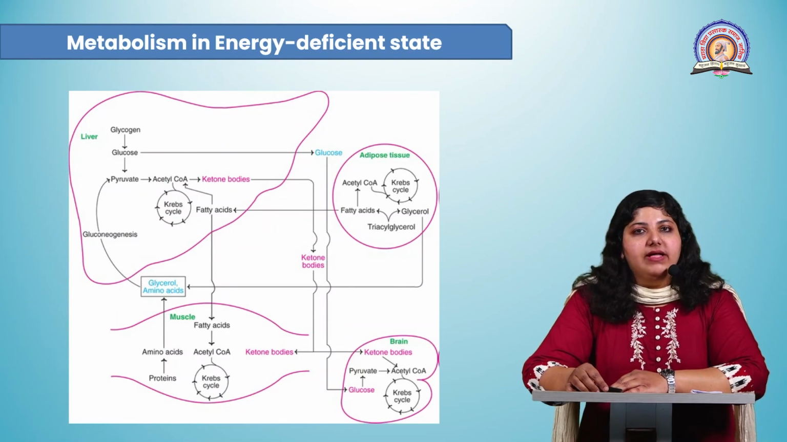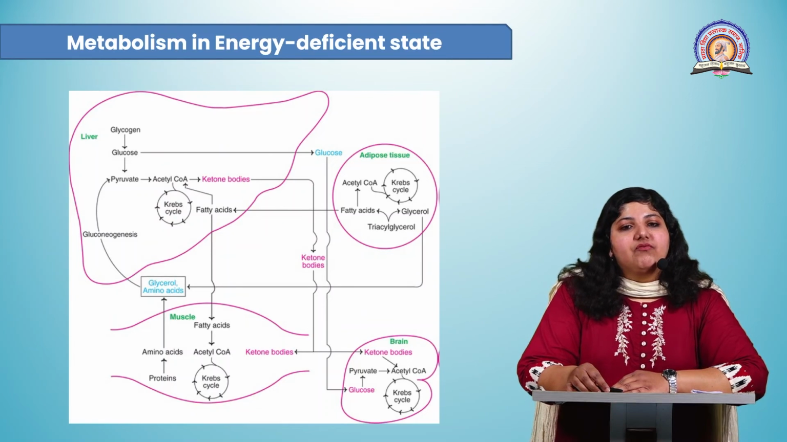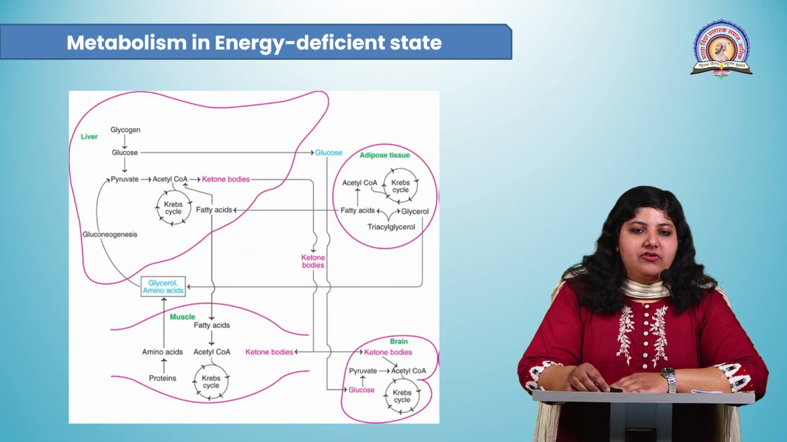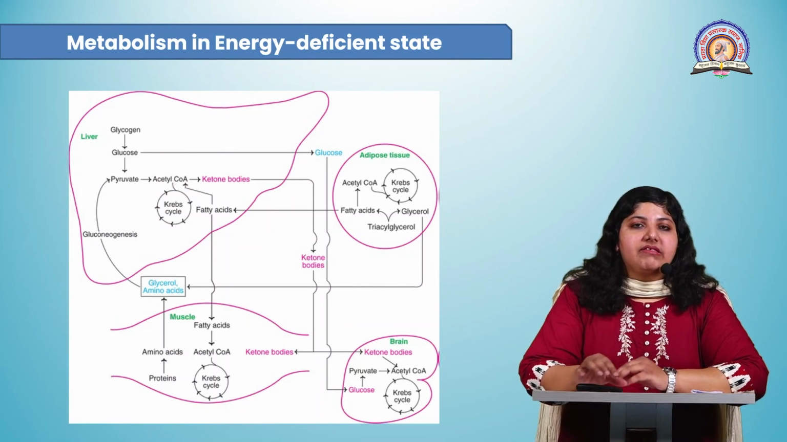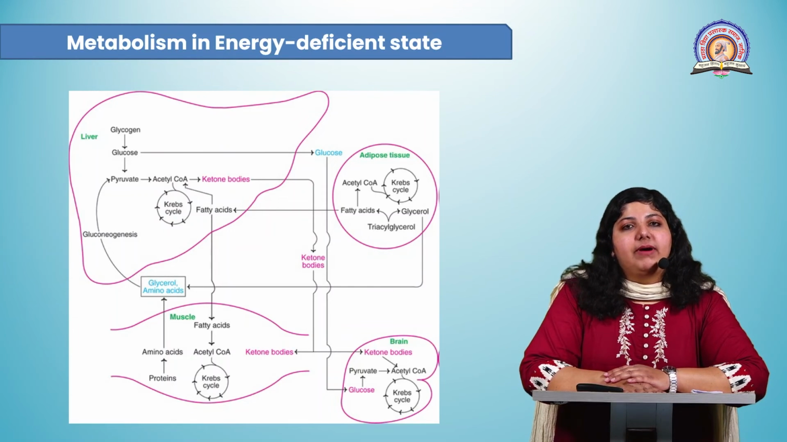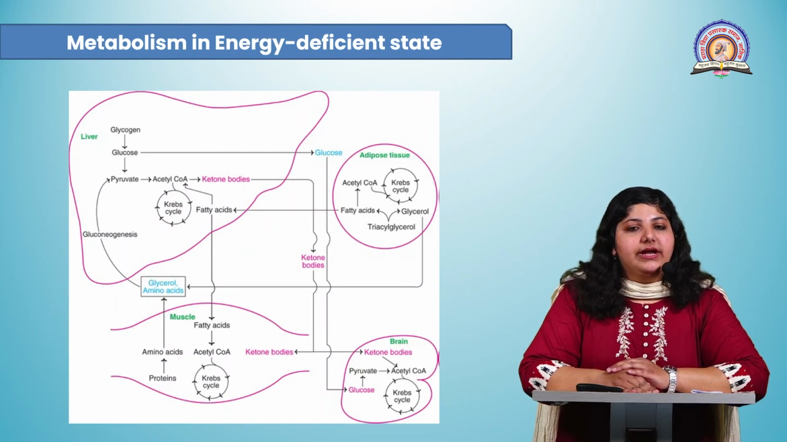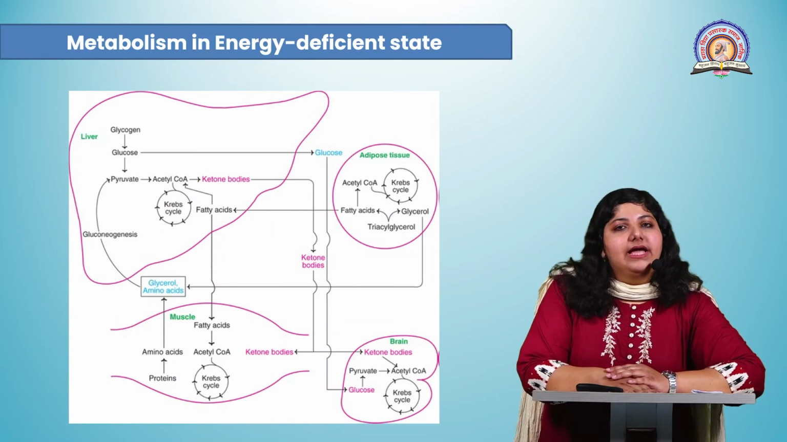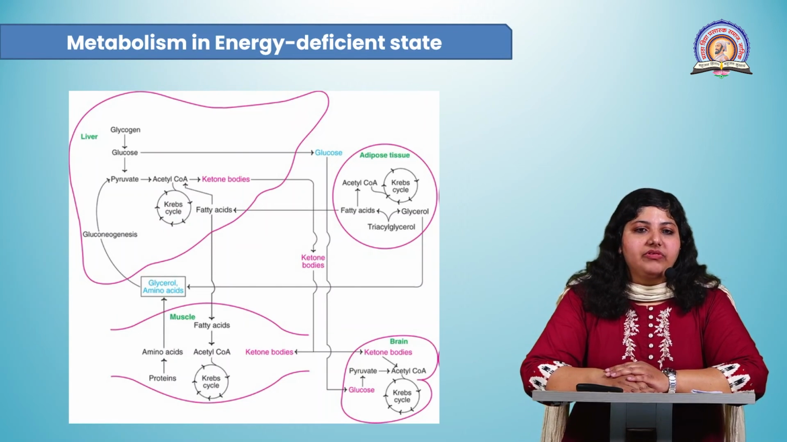Now, ketone bodies are a group of compounds which can be utilized by the brain if for the next 2 to 3 days the body does not get any energy. The presence of ketone bodies is actually a marker to indicate that the energy level is very low in the body, and during starvation for more than 2 to 3 days, ketone bodies are present in the body. Now you can see that glycogen is broken down into glucose.